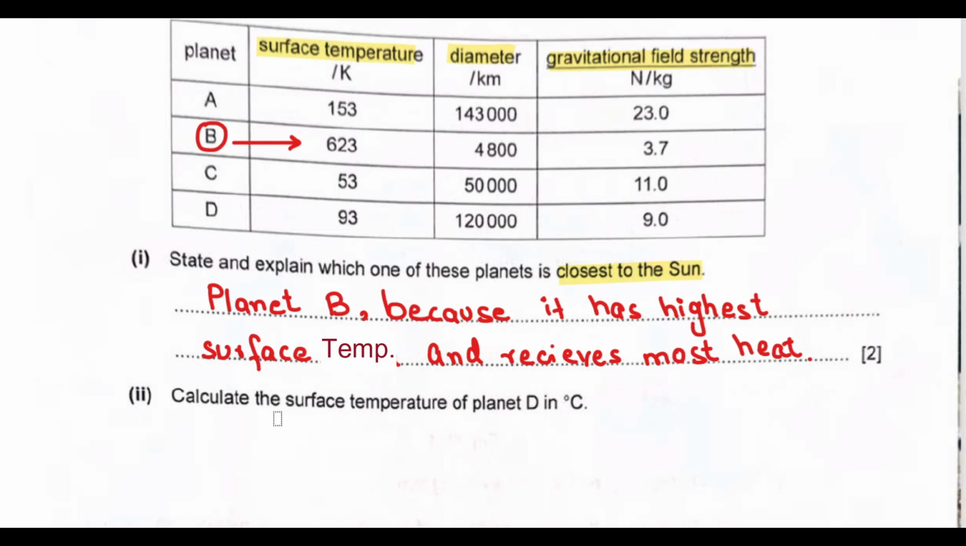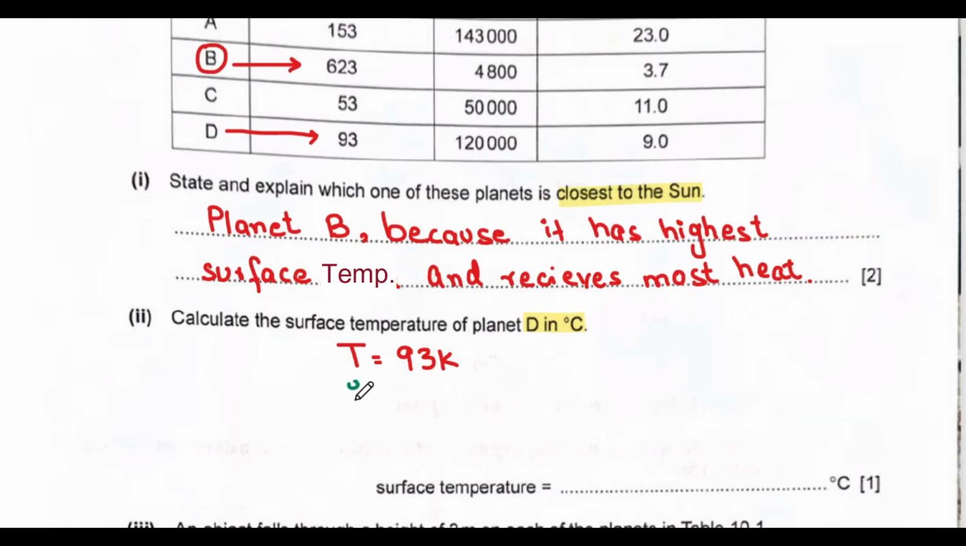Second part says calculate the surface temperature of planet D in degrees Celsius. Planet D has the temperature of 93 Kelvin and we need to convert it into degrees Celsius. To convert Kelvin into degrees Celsius, we have to subtract 273 from the temperature in Kelvin. I will do the same. I will subtract 273 from 93 and the answer would be negative 180 degrees Celsius.